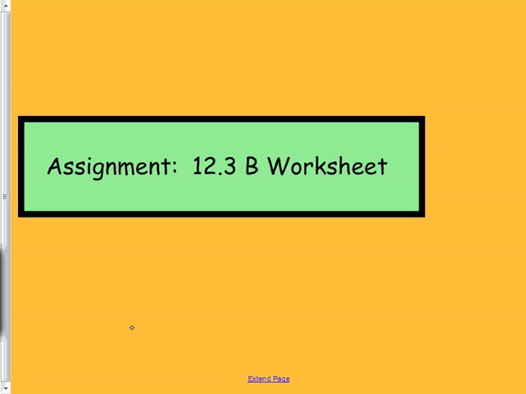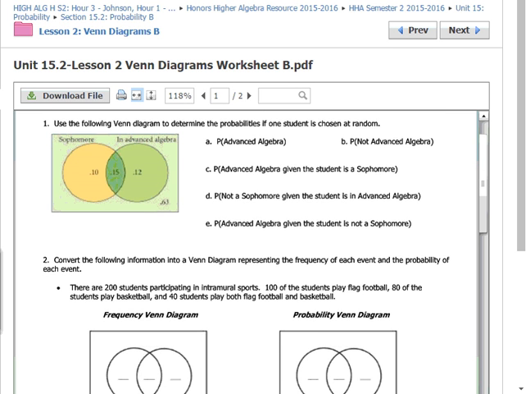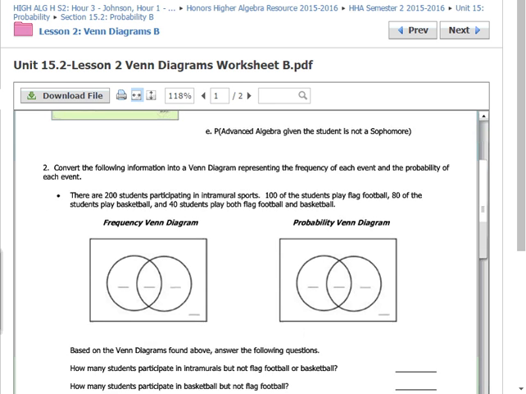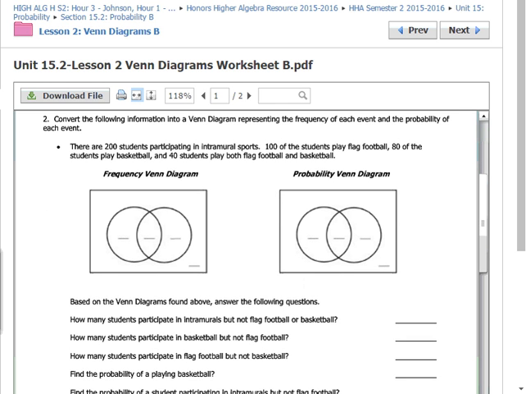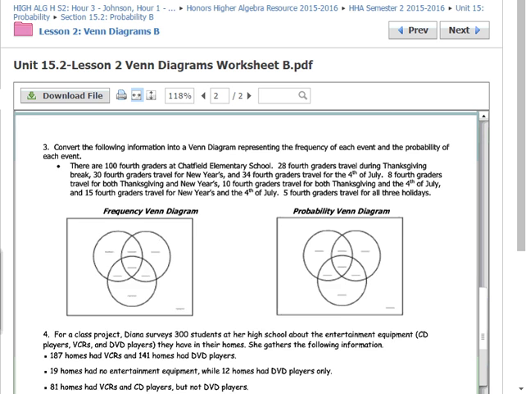Okay, I'm going to tell you a couple problems you can skip for the 12.3 worksheet. Here's the worksheet, and I would say that first whole problem is a good problem, all parts of it. Going to number 2, we have a frequency and a probability Venn. You've got to make a Venn. That's a really important skill, and frankly, the most marked wrong problem on this next test. People get the making the Venn problem wrong more than any other. So let's definitely do this one. And there's a whole lot of questions about it.